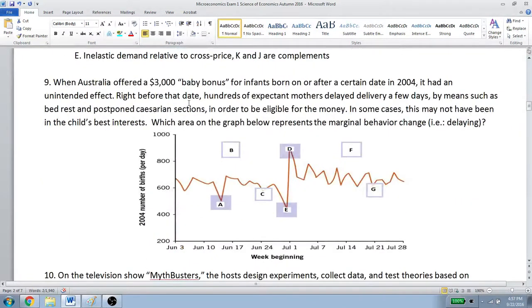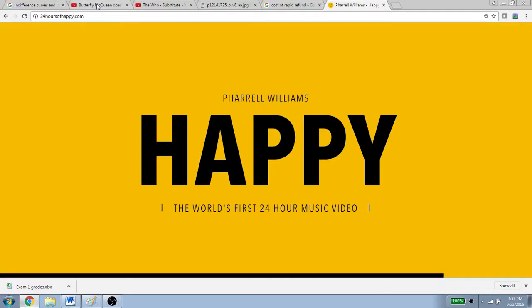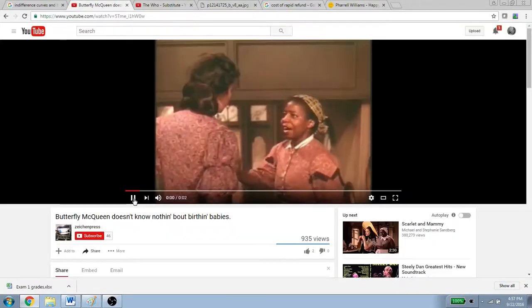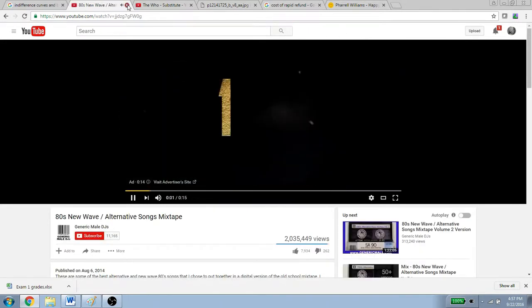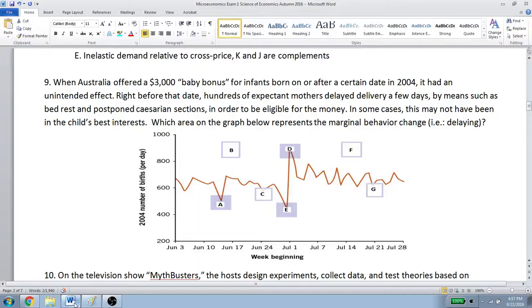All right, let's go. When Australia offered a $3,000 baby bonus for infants, and you say, baby bonus? Why are you asking me about this? This is in this economics class, and this is what I have to say about that. I don't know nothing about birth and babies. All right, very good. Let's do it. No, let's not do it. Where am I back to here? All right. Australia, this is a true story.